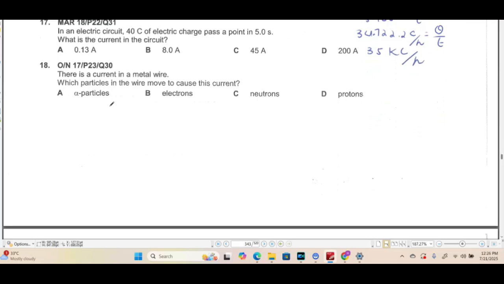Question number 17. In an electric circuit, 40 coulombs of charge pass a point in 5 seconds. What is the current in the circuit? Current in the circuit is going to be I is equal to Q over T. Q is 40, T is 5. So 8 amperes current is going to flow. So B is our correct option.